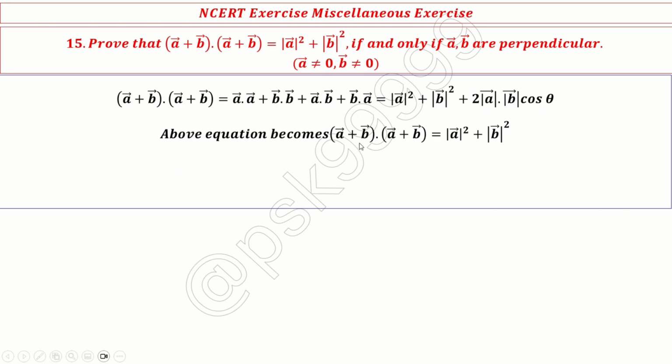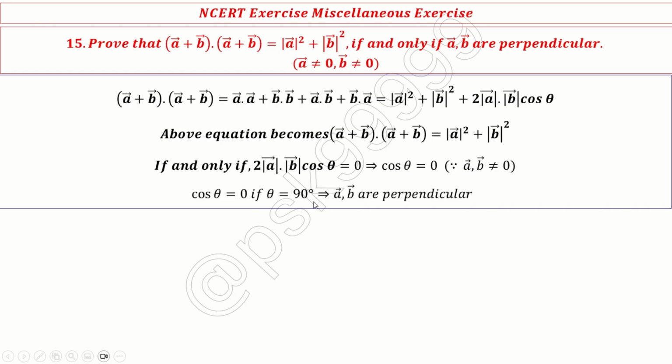Now, the above equation becomes this one if 2AB cos theta equal to 0, correct? Only then this equation is possible, right? So which means cos theta should be 0, because vector A and vector B are not zeros. So the only option is cos theta has to be 0. This is 0 if they are perpendicular, 90 degrees. Theta is 90 degrees.